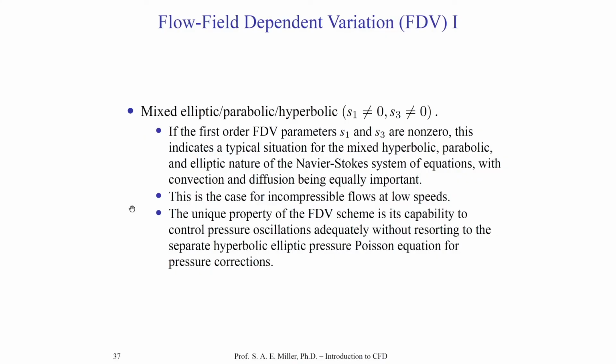Unique properties of the FDV scheme will be capable to control the pressure oscillations adequately without resorting to separately added terms like the Poisson equation did with pressure corrections. That's one wonderful thing about the FDV scheme: we won't see pressure oscillations like we had in the other schemes. And you don't have to resort to some sort of intermediate grid overlaps, for example, like I plus 1/2 or I minus 1/2, as we saw in, for example, the SIMPLE scheme.